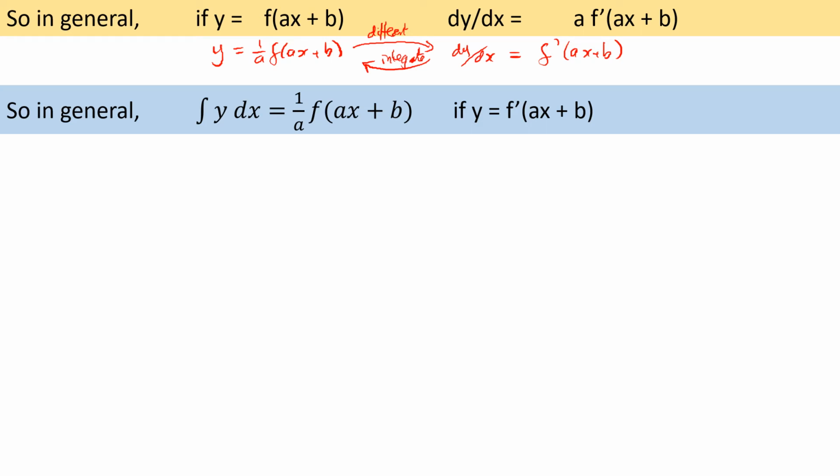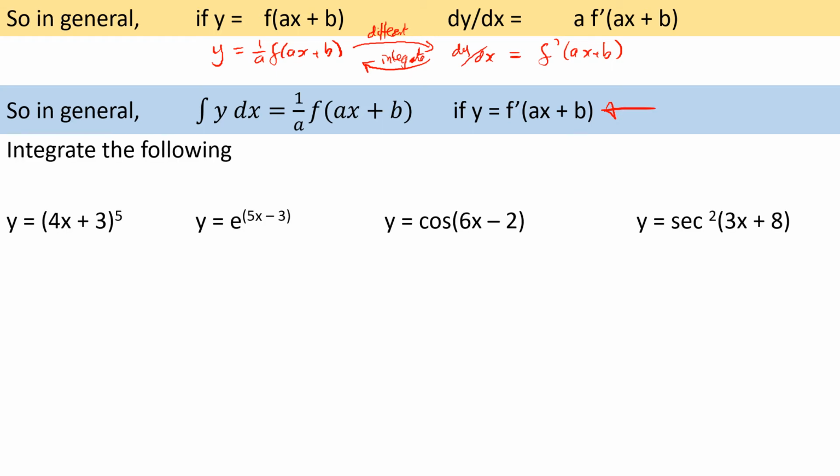So the integral of f dash of ax plus b must be 1 over a times f of ax plus b. Now if you didn't follow any of that proof, that's fine. You just need to be able to use this rule. But this is essentially the start of our reverse chain rule. Let's see how we'd use it.